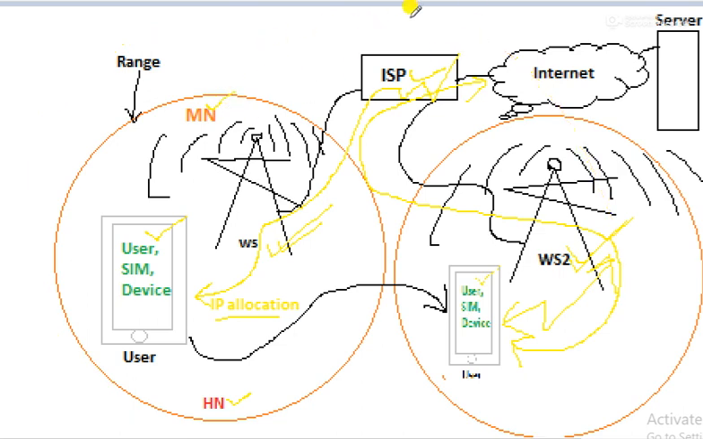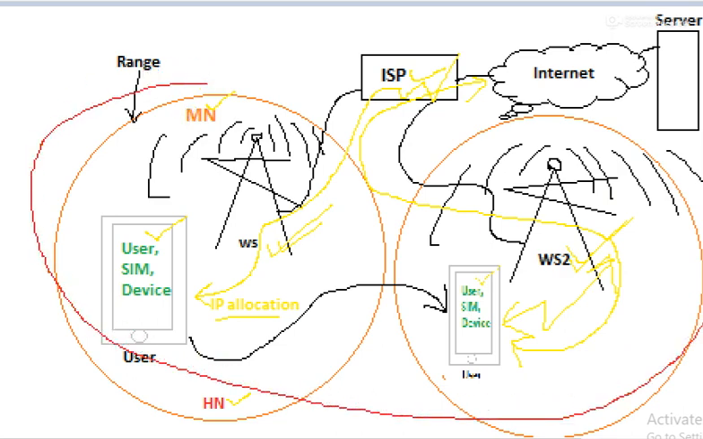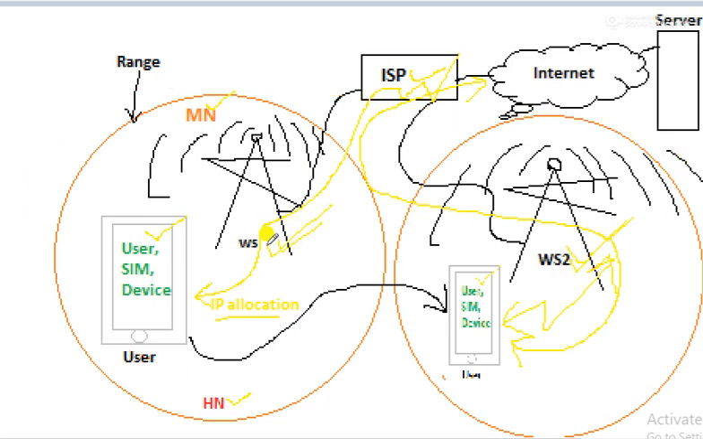So including this wireless station 1's network or the range which is specified for wireless station 2, both of them form the same ISP's network only. So even when this user has entered into the range of another wireless station, this user will not have an interrupt with respect to the previous communication which is maintained with the server.